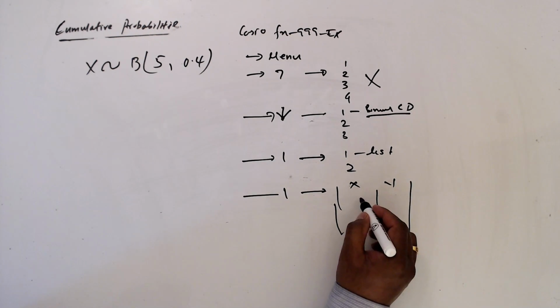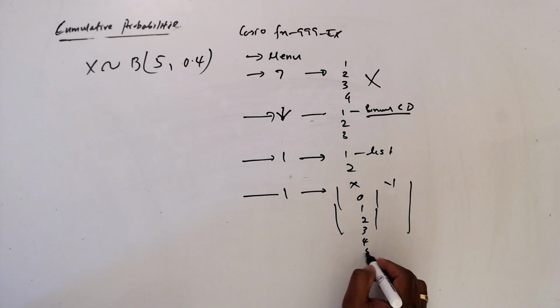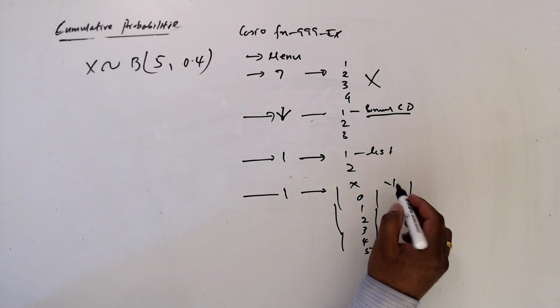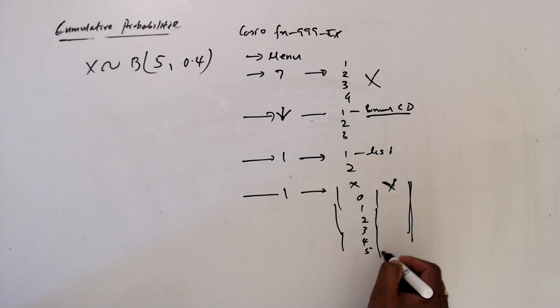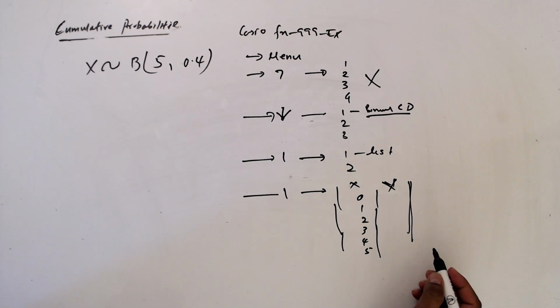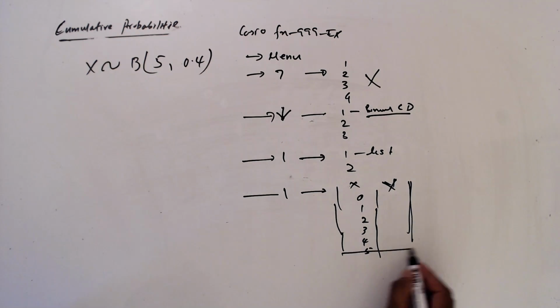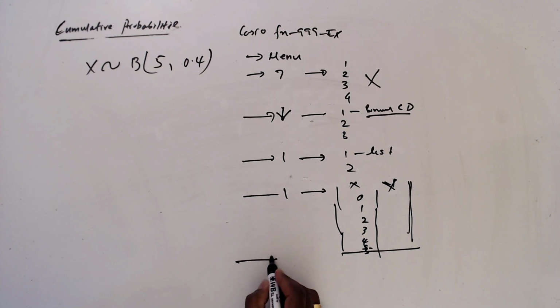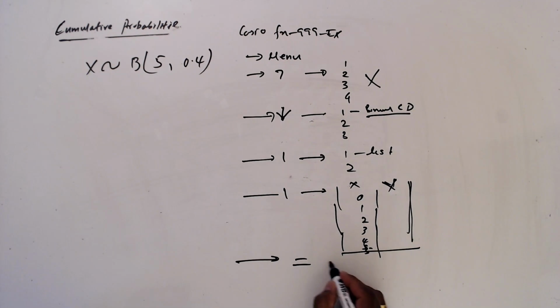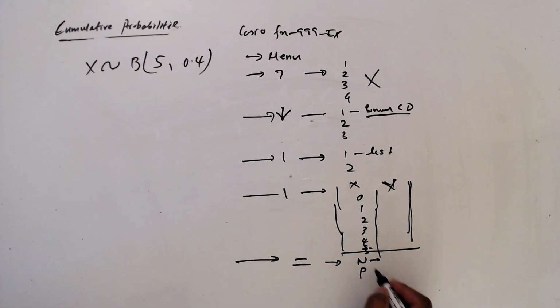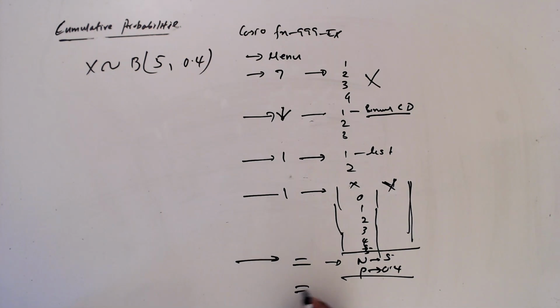You have to put x equals 0, 1, 2, 3, 4, 5, the values you want, and when you are done, press the equal sign. When you press equal, you can see N and p, so you can type N and p there. N is 5 and p is 0.4. When you are done, press equal again.